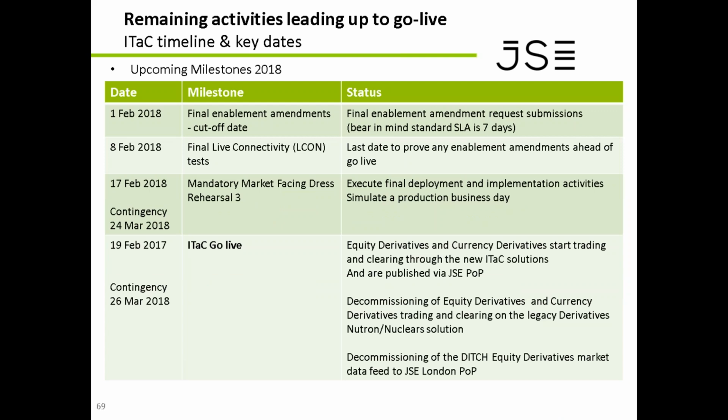In terms of what's coming up in 2018, on the 1st of February is the cutoff date for all final enablement amendments. The 8th of February is final live connectivity testing that can be done. 17th of February will be our third market-facing dress rehearsal. That is over the go live weekend, and then 19th of February will be the go live. If we have to use the contingency date, then we will use the 24th of March as our third market-facing dress rehearsal and the 26th of March as the contingency go-live date.